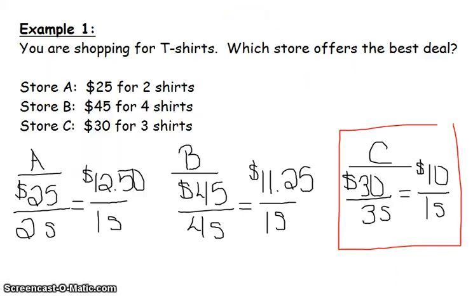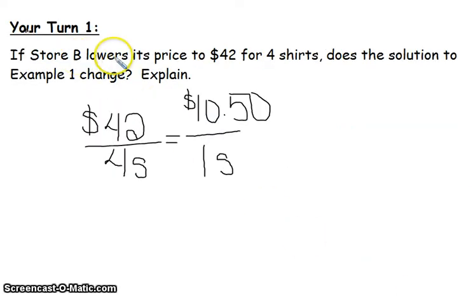It does not, because in example 1, store C, it only cost me $10 for 1 shirt. And even though store B lowered their price, it's still 50 cents more expensive at store B than store C. So your explanation would just simply be that store C is still cheaper. So no, it does not change.